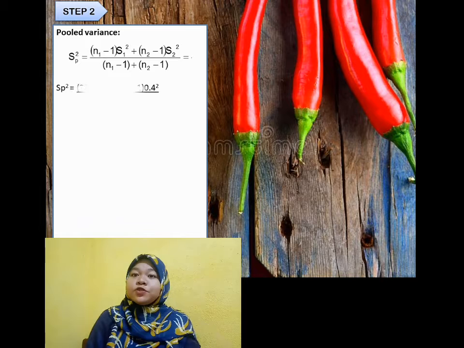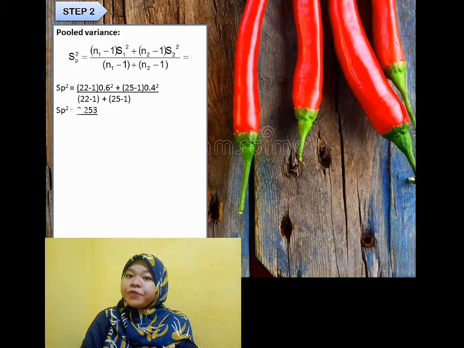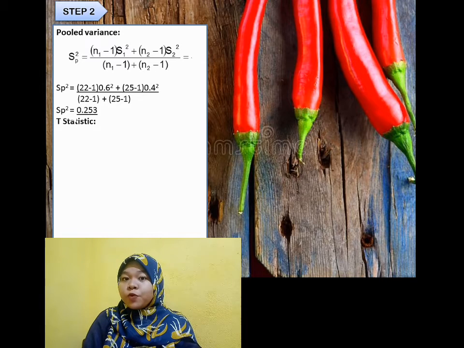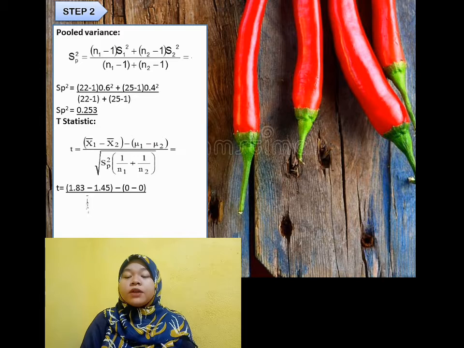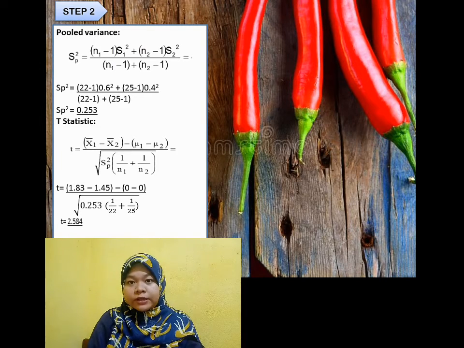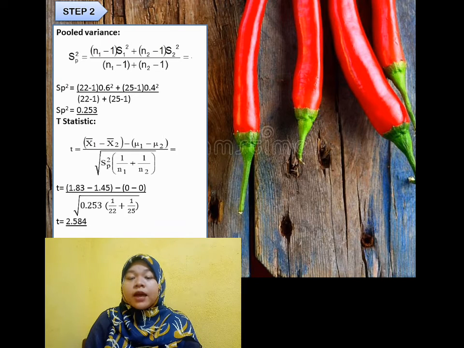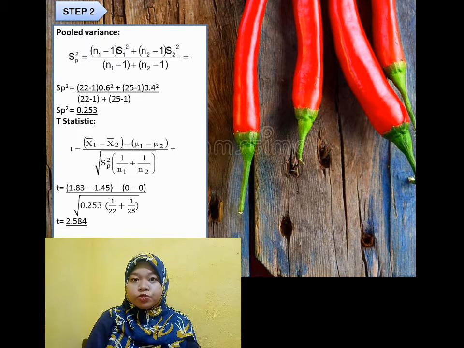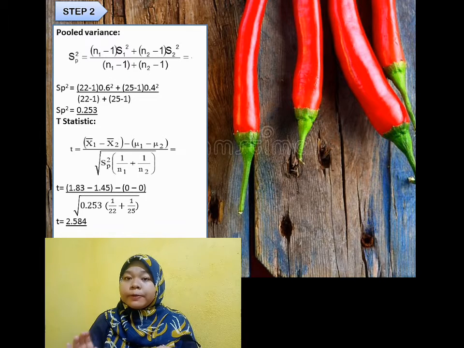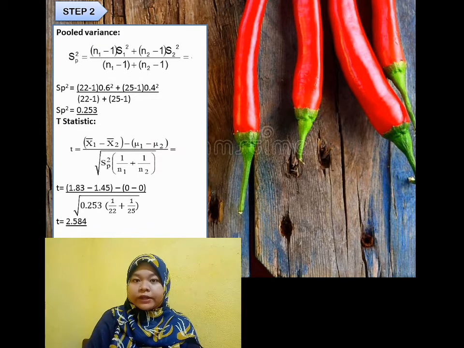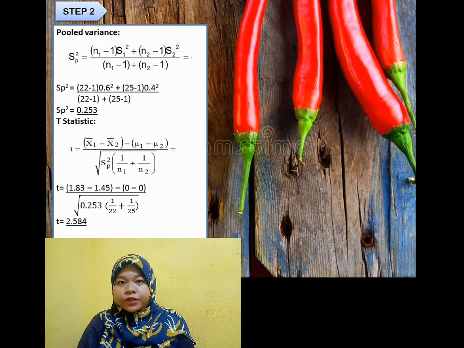Step 2 is to find the t-statistic. Before finding the t-statistic, we must find the pooled variance first, which is Sp squared. This is the formula of Sp squared. So, Sp squared is equal to (22 minus 1) times 0.6 squared plus (25 minus 1) times 0.4 squared, divided by (22 minus 1) plus (25 minus 1). So, the answer for Sp squared is 0.253.